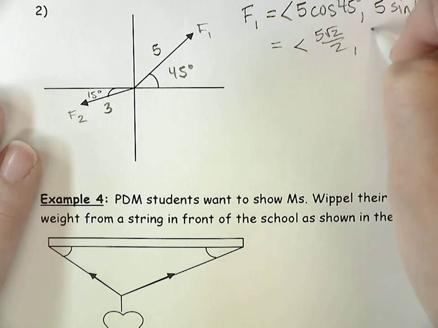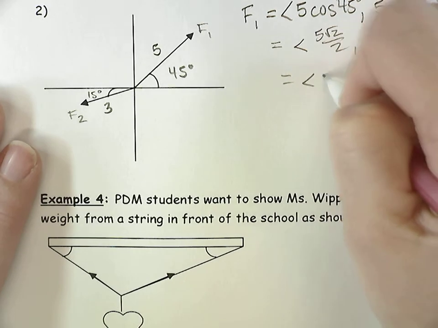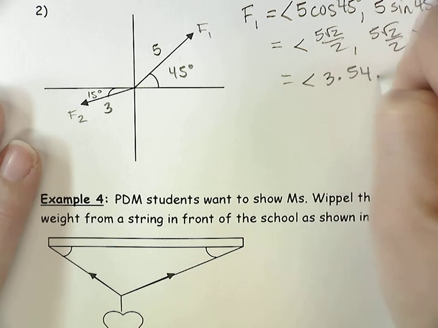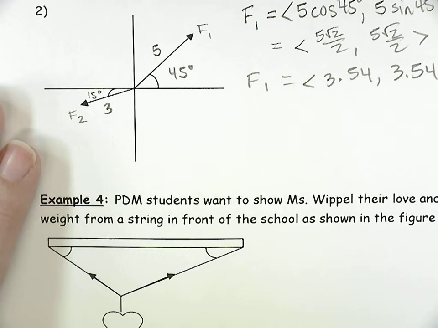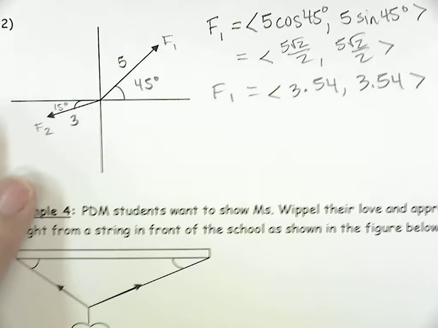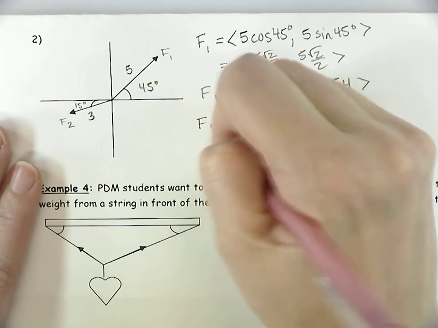Can I just do the? Yes. Okay, so you would get 3.54 and 3.54, and you can just round that to the nearest hundredths. So that's your first force. Okay, and now we're going to do our second force. So it'd be 3 sine 15.